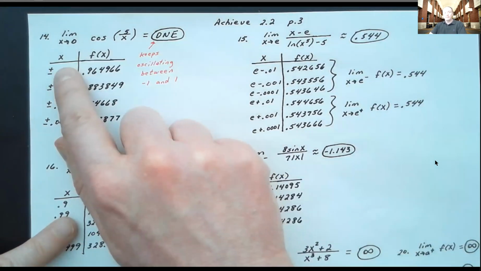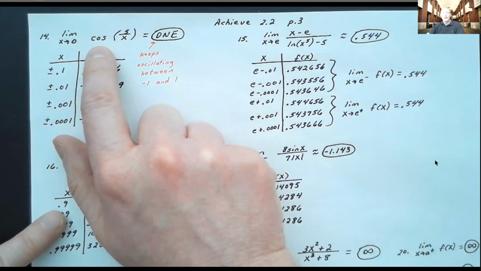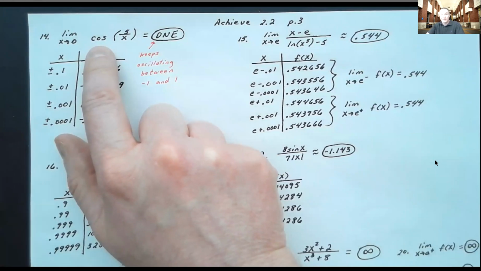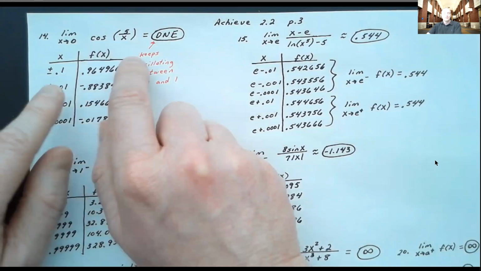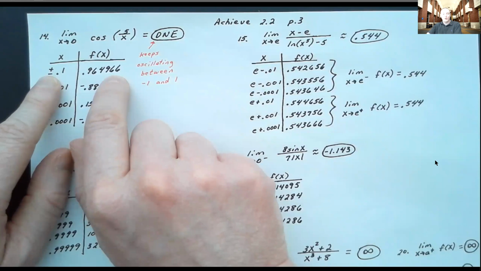Why can I put both of these together? Well, because the cosine function is an even function. F of x and f of negative x have the exact same y value. So that's why we can consolidate these two values and get the exact same y value.